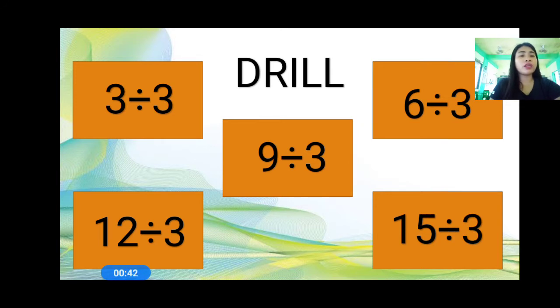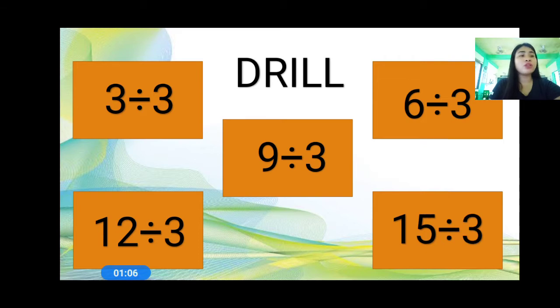All together, go! 3 divided by 3, 6 divided by 3, 9 divided by 3, 12 divided by 3, and 15 divided by 3. Okay, so 3 divided by 3 equals 1, 6 divided by 3 equals 2, 9 divided by 3 equals 3, 12 divided by 3 equals 4, 15 divided by 3 equals 5.